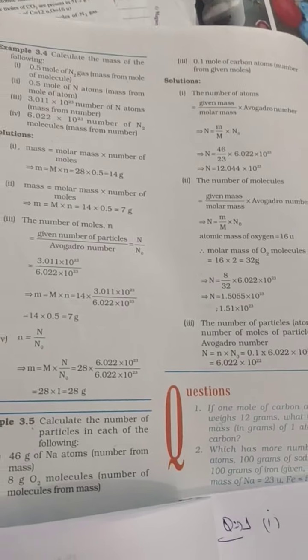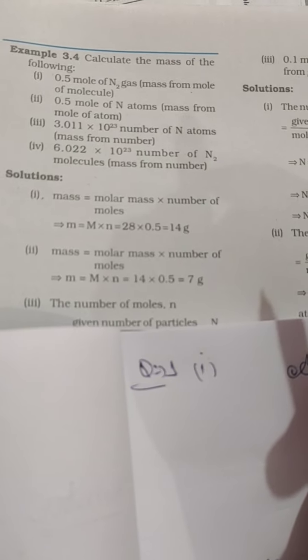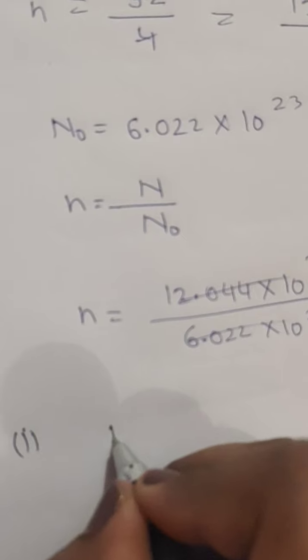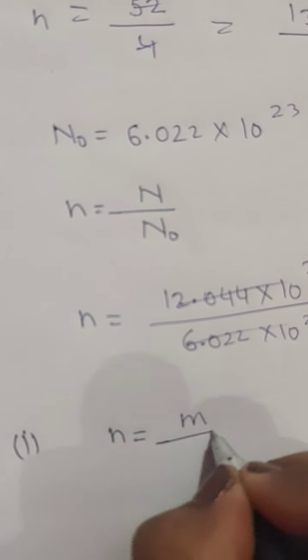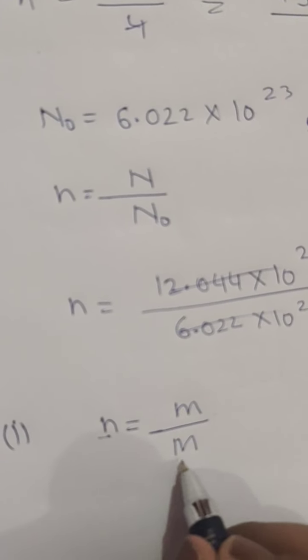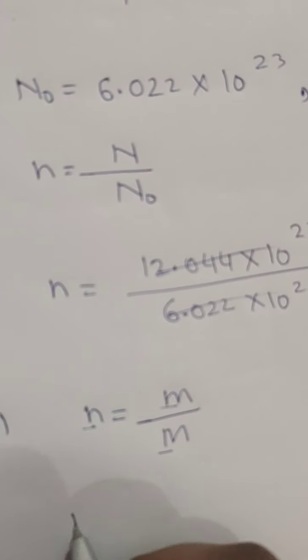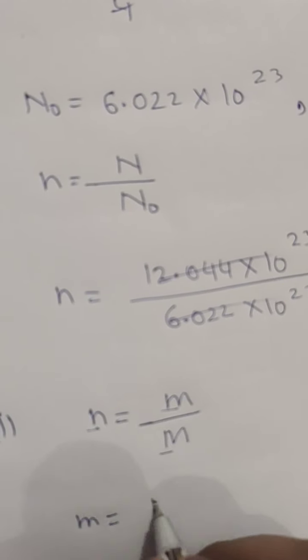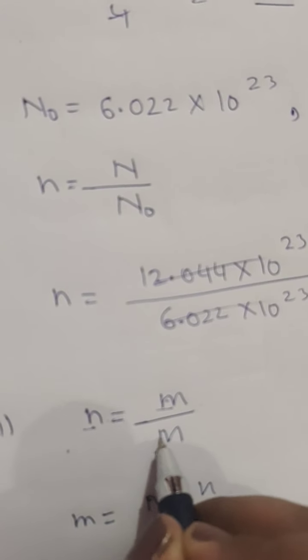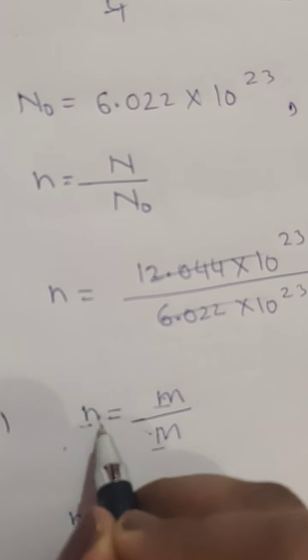So first we'll do the first part of the question. Question number 2, first part. Here in this question we'll write the values first. We know the formula is n equals small m upon capital M. Now we have got this and we have got this, and we have to find this. So it can be small m equals capital M into n, because when it moves across, it comes here. In maths it happens like this.